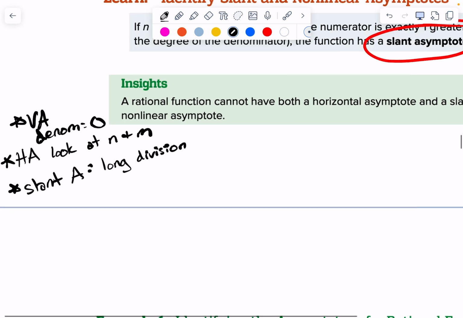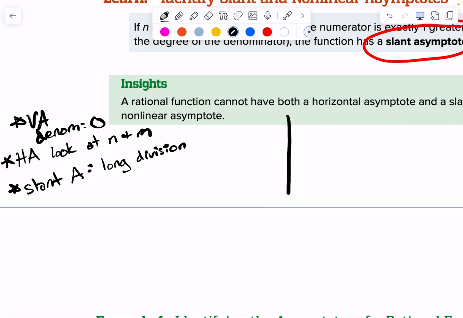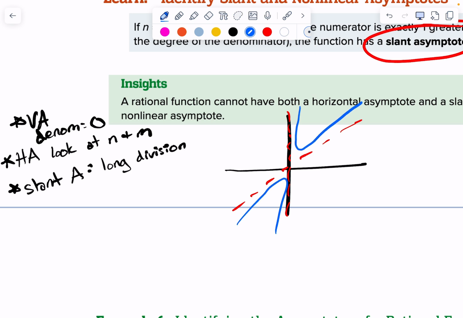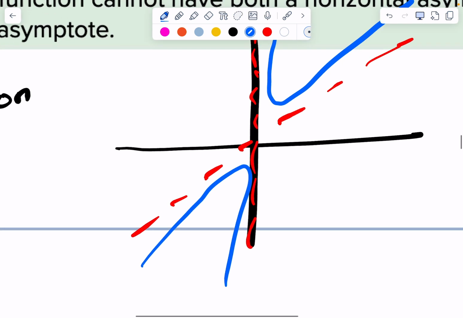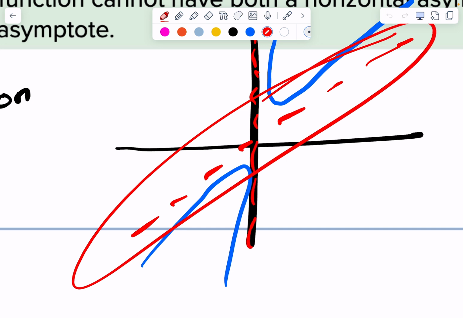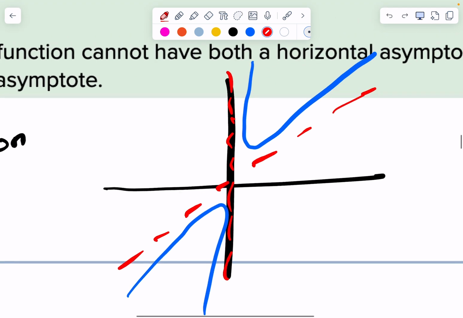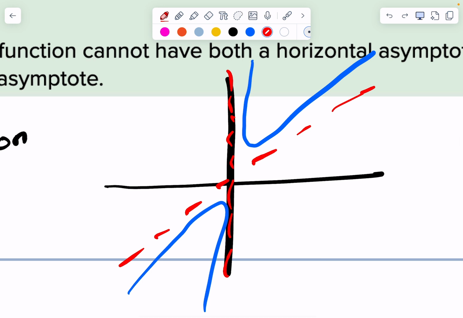Okay, here's what a slant asymptote looks like. Usually a slant asymptote will be in conjunction with a VA. You will never have a slant asymptote and an HA at the same time. Never, never, never. And I'll show you why in a second. But a slant asymptote might go like this. I don't know if you've seen functions that look like this before, but he looks kind of like one of these. So you have a slant asymptote. A slant asymptote is a linear function, it's just at an angle. And then you have your vertical asymptote, and he's squeezed in.